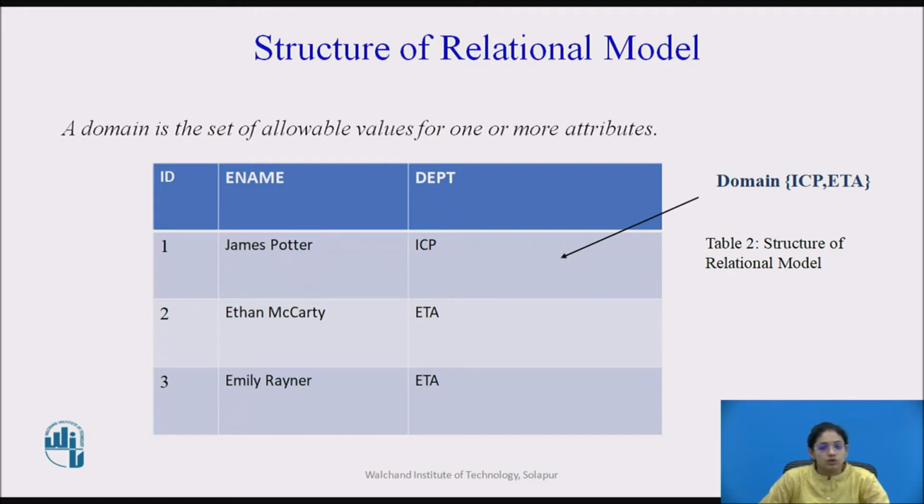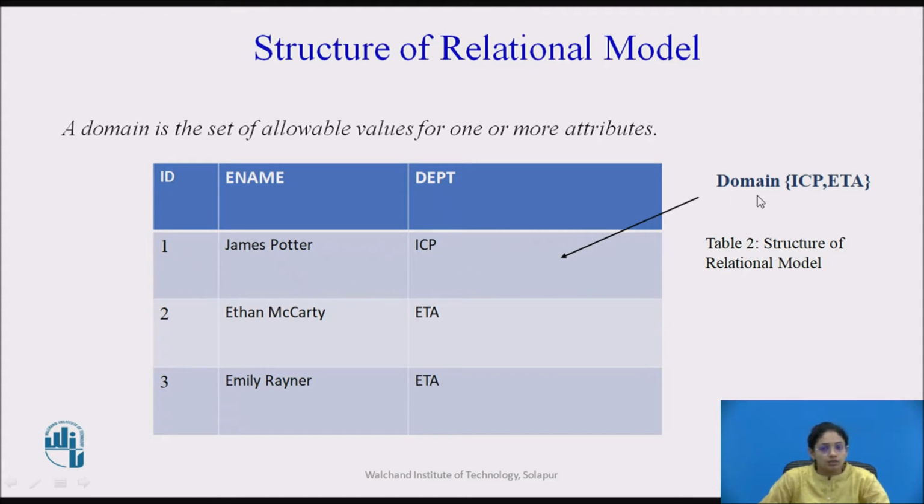So, consider you have a relational database for employee and department. You have three attributes. First is the employee ID, then the employee name, and the employee's department. You can see the names are James Potter, Ethan McCarthy and Emily Rayner. They belong to the ICP, ETA and ETA departments. Here the primary key is the ID. Employee ID is unique, and it defines the information in a row.